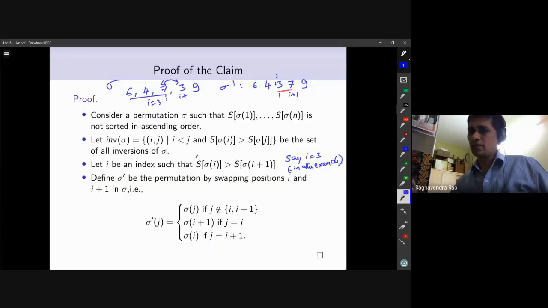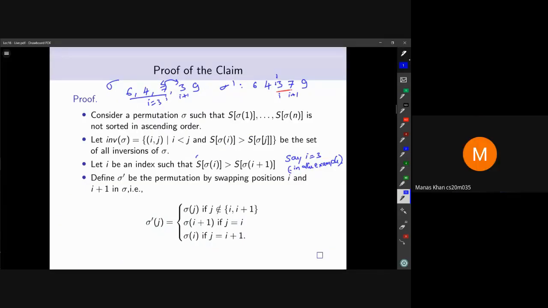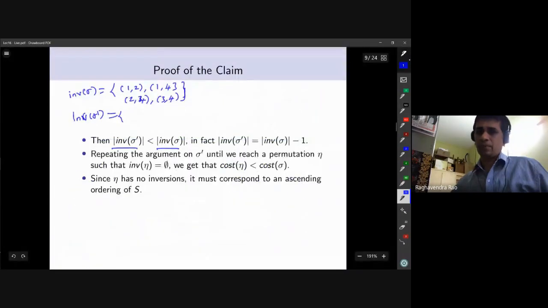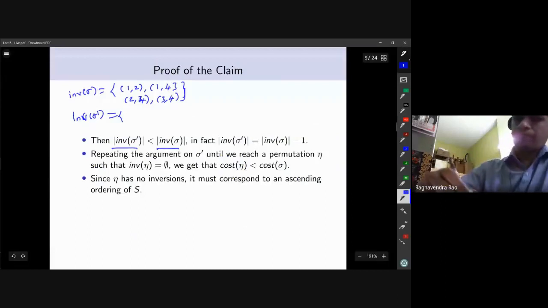1 2 stays. 1 2 and 3 4. Yeah, so 1 2 stays. 1 4 becomes 1 3 now, and then 2 3 now. Right? 2 3 is a new inversion. So 1 2, 1 3 and 2 3. Is that right?